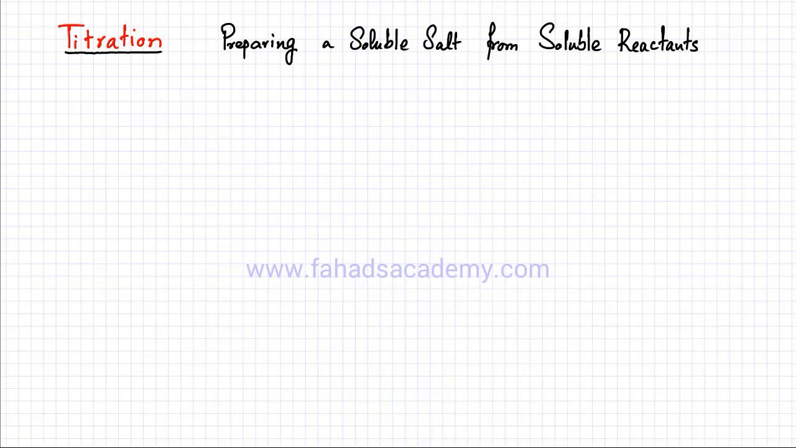We are going to study titration in this video lecture. Now, titration would be used for preparing a soluble salt from soluble reactants. So, in your equation, your reactants and your products are going to be soluble. They're all going to be in aqueous state. They're all going to be solutions. So, you wouldn't be able to use excess method because excess method required an insoluble reactant.